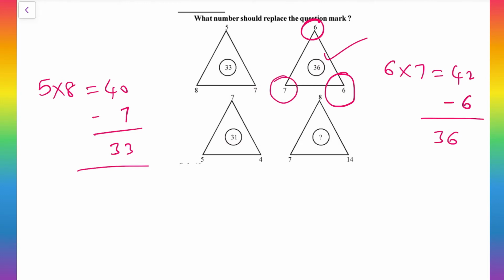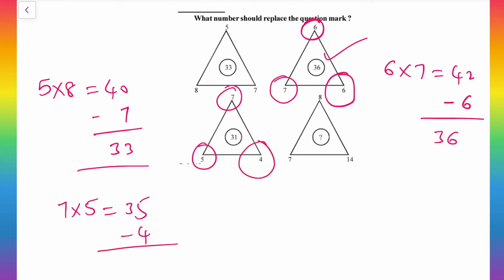Now, third figure also there. So let us apply the same logic for the third figure also. These two numbers we need to do multiplication first. That is 7 times 5, 35. From that answer, we need to subtract this number, minus 4. 35 minus 4, it is 31. Yes, the middle number. So this logic is correct.